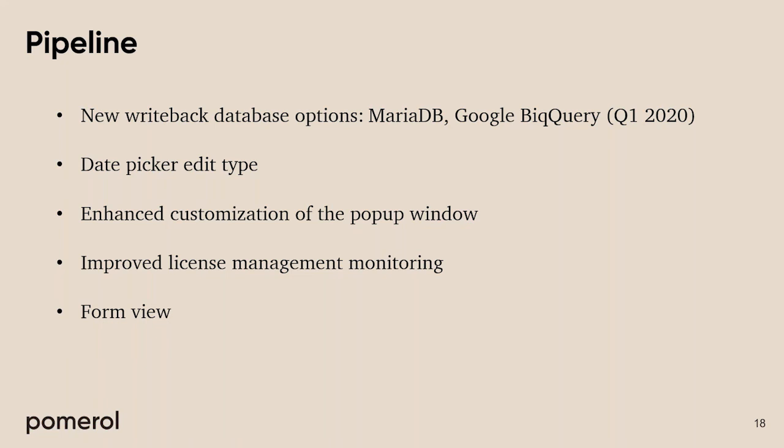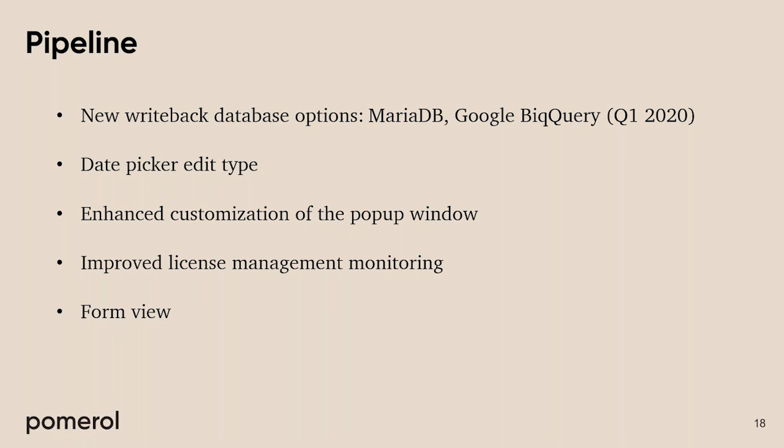We're going to get a new edit type, a date picker. We've had a lot of demand for that, so we can use a date picker similar to how you would be sort of booking flights and picking from a calendar. Enhanced customization of the pop-up window. Improved license management and monitoring, and we're also working on a form view as opposed to the current sort of list view that we have in there.